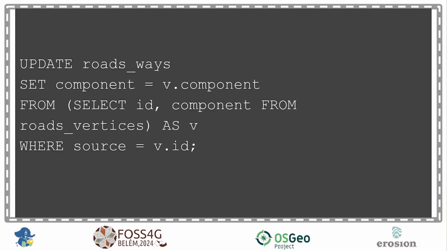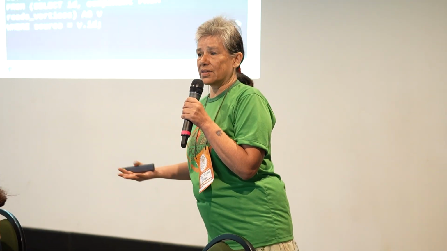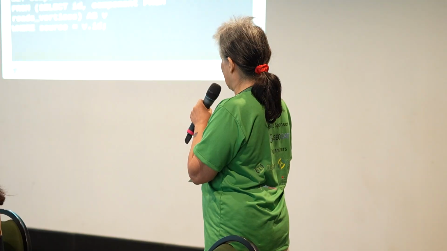So once we have the component column filled up on the vertices table, we're going to use that information to set up the component number of the edge. pgr_connectedComponents is a function whose result is given in terms of vertices. That's one of the reasons we need a vertices table to save that information. Remember, graphs are edges and vertices.